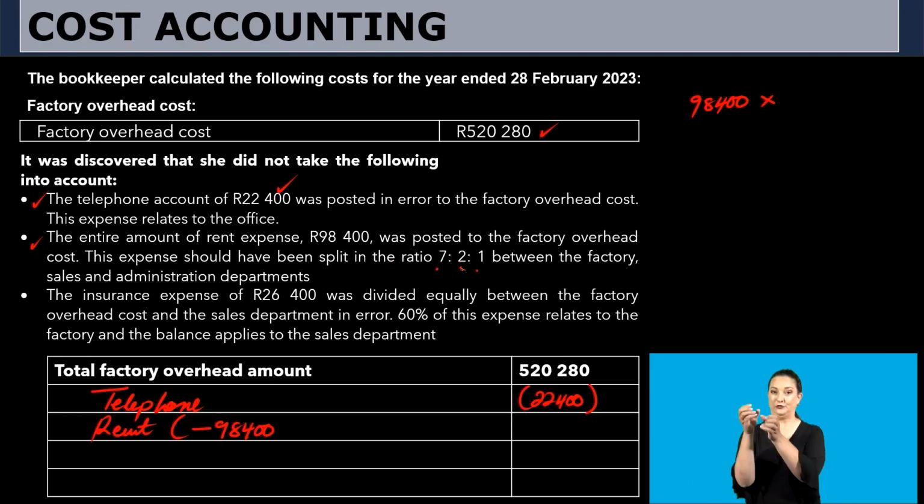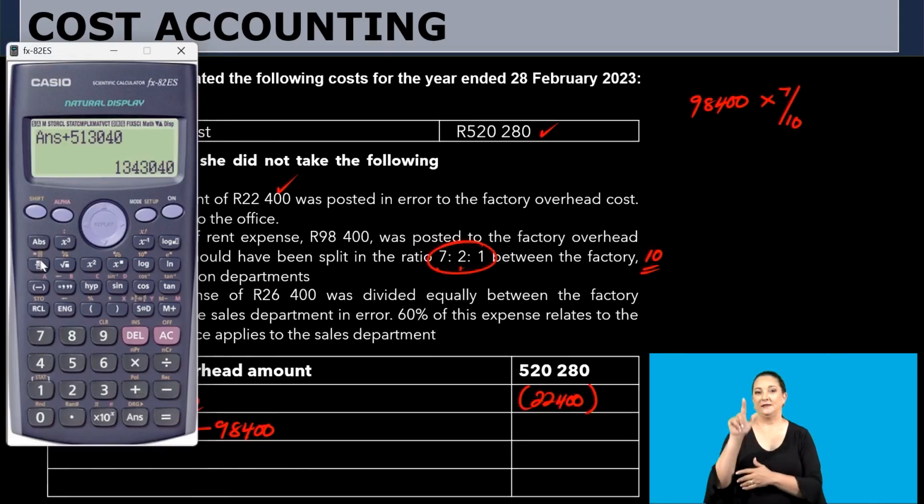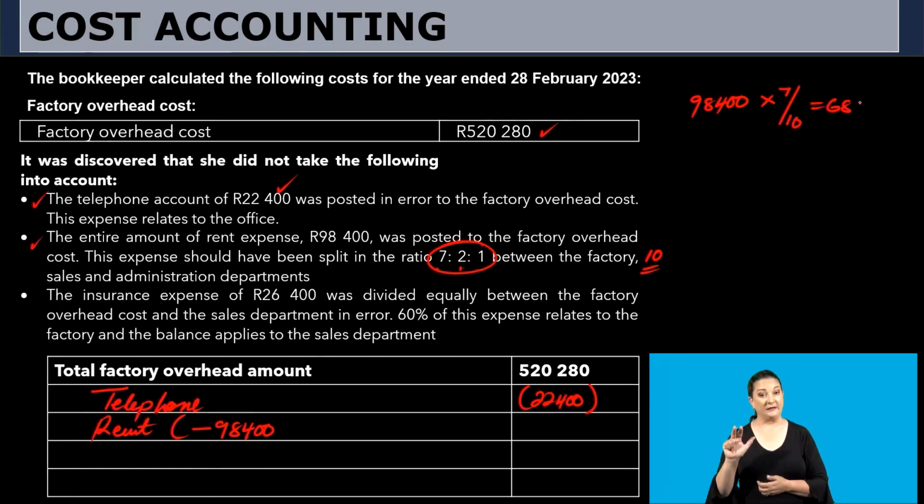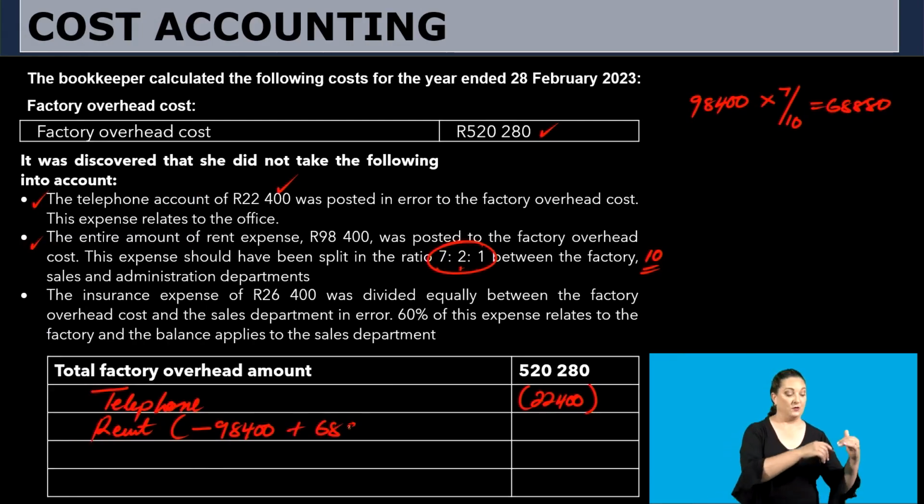In the ratio 7:2:1, if I add all of these, they give me 10. So I multiply by 7/10. I want 7, and what I have is 10, and then I multiply by 98,400. That is going to give me 68,880. So I'll say plus 68,880, and then I close my bracket.